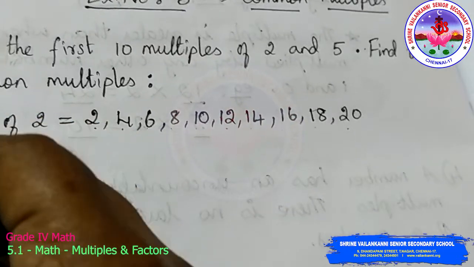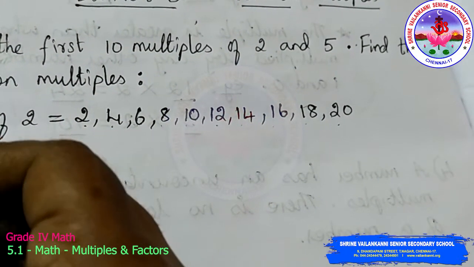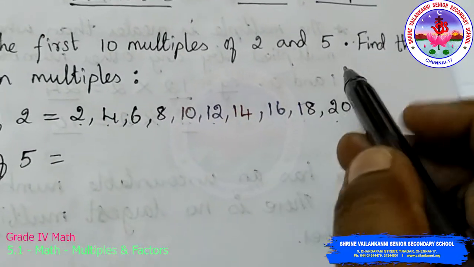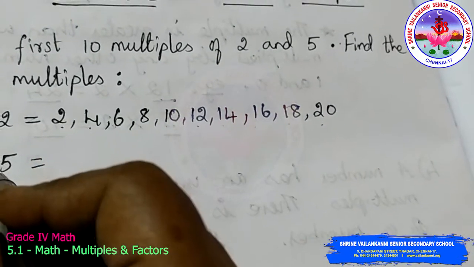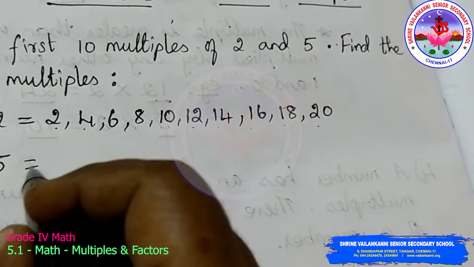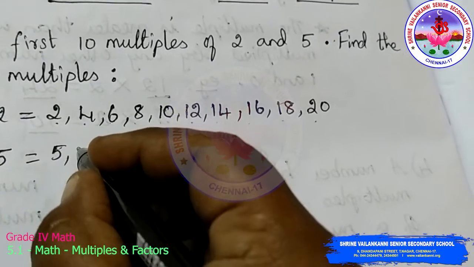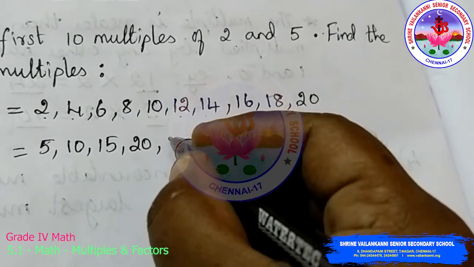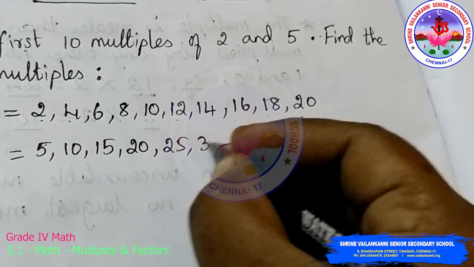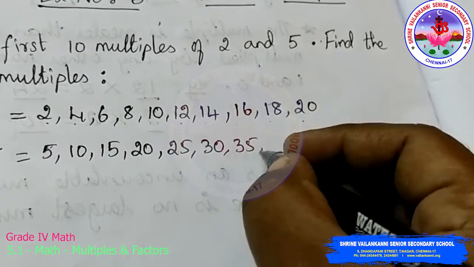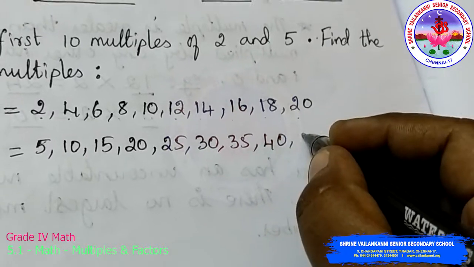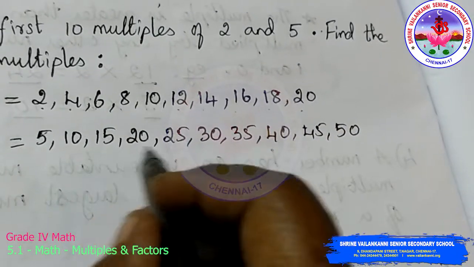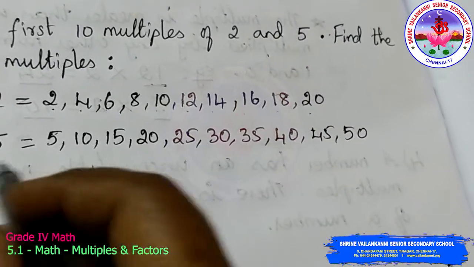So we have found the 10 multiples of 2. Okay. Then we are going to move to the multiples of 5. Why am I taking 5? In the question 5 is asked. So the first 10 multiples of 5 we are going to write. 5 1s are 5, 5 2s are 10, 5 3s are 15, 5 4s are 20, 5 5s are 25, 5 6s are 30, 5 7s are 35, 5 8s are 40, 5 9s are 45, 5 10s are 50. So here also we have found the first 10 multiples of 5.